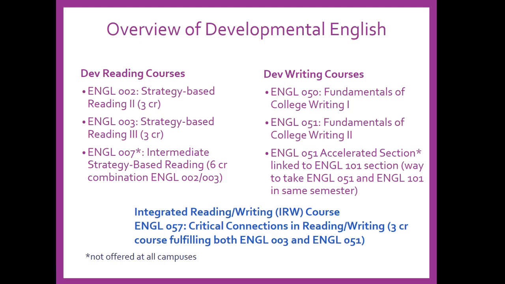The developmental writing courses have not changed. We still have the English 050, English 051, and on several campuses, an accelerated section of 051, which is linked to 101, where students take both 051 and 101 in the same semester with the same instructor. We continue to have the integrated reading and writing course, English 057, which fulfills both English 003 and English 051 in 3 credits, and has a student ready for English 101 or English 110 after they've successfully completed English 057.